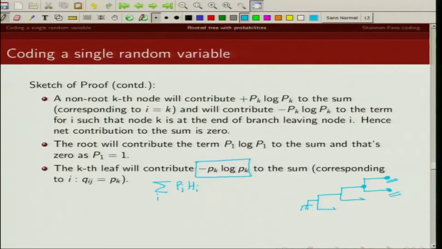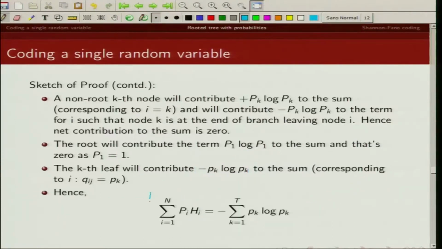Hence we have proved that this summation Pi Hi, summed over all the nodes including the root node, is nothing but given by the leaf entropy.